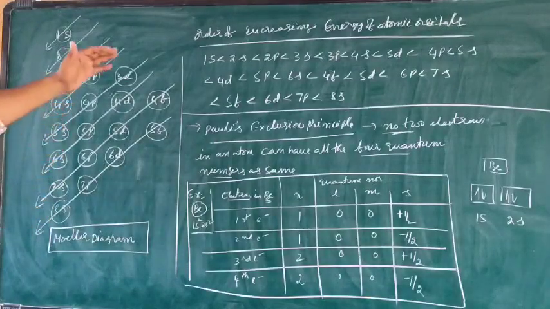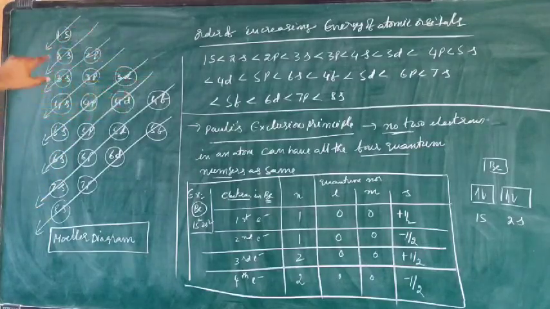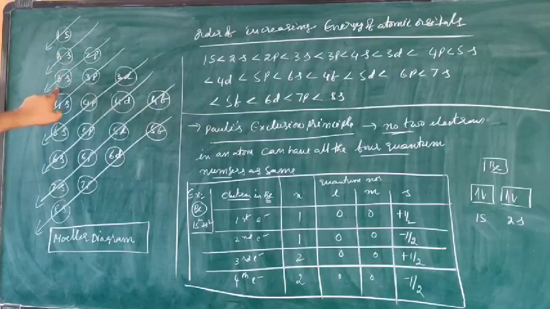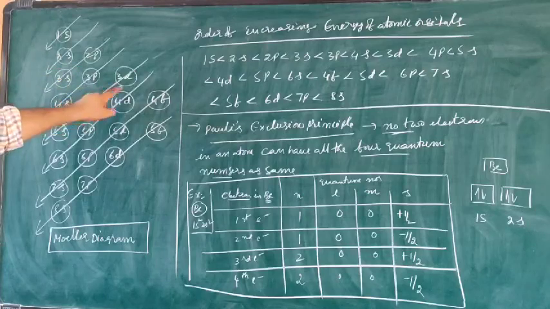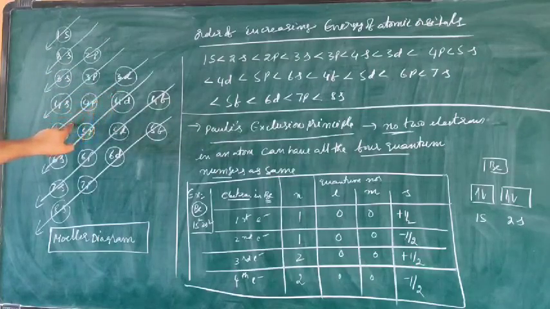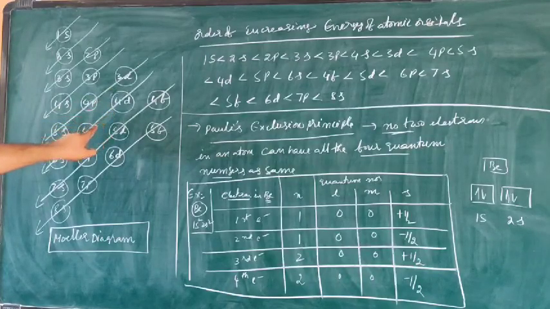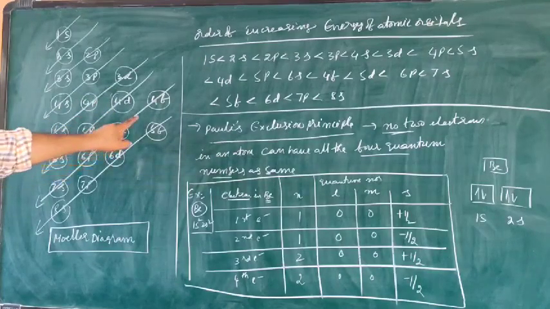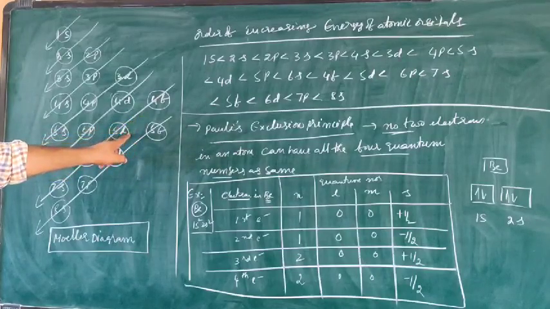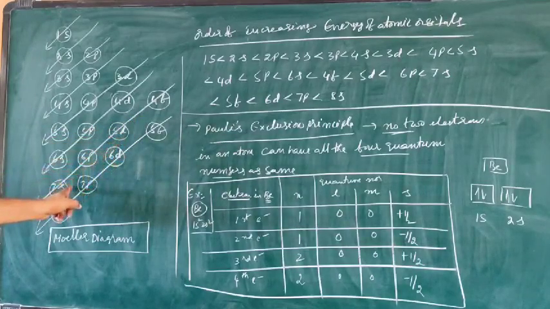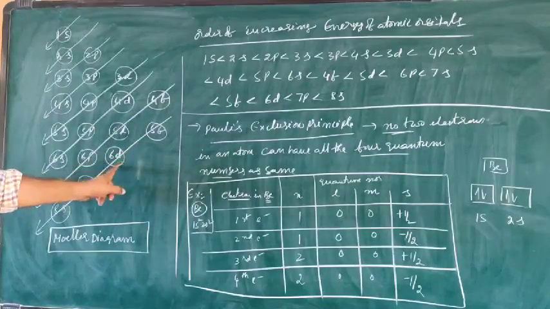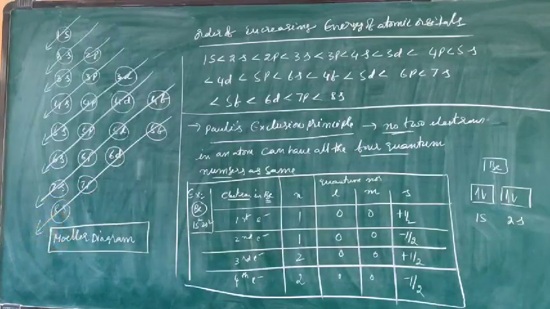Okay? So the order of increasing energies of atomic orbitals: 1s followed by 2s, next 2p, next 3s, next 3p, 4s, next 3d, 4p, 5s, next after 5s, 4d, 5p, 6s. Next one, 4f, 5d, 6p, 7s. Next one, 5f, 6d, 7p, 8s. This is the order of increasing energy of atomic orbitals.